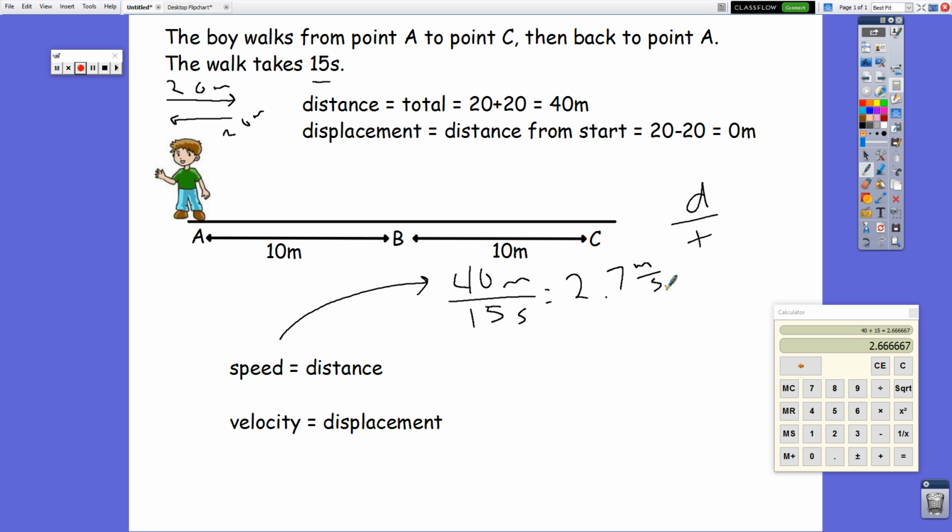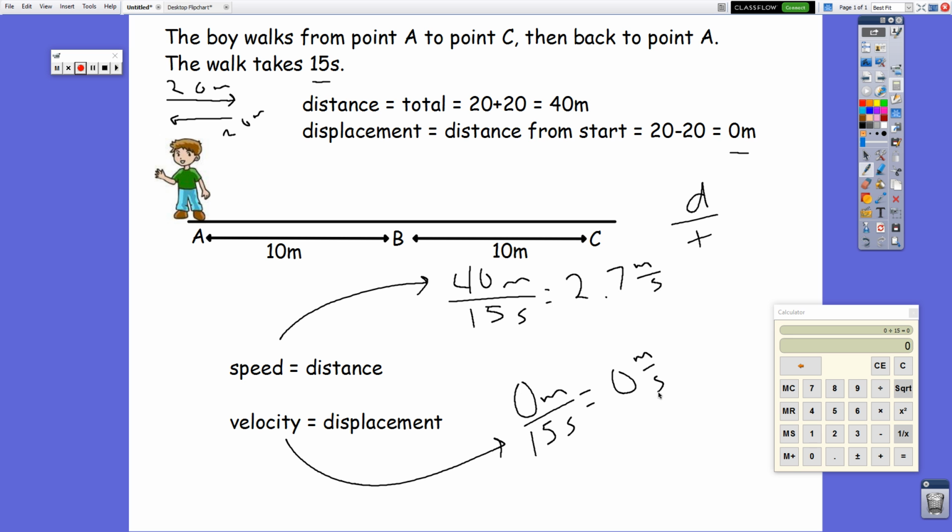Now let's do our velocity. The d in velocity is displacement, so we're going to have to use the 0 meters. So it ends up being 0 meters over 15 seconds. 0 divided by 15. Surprise, surprise. Is 0 meters per second.